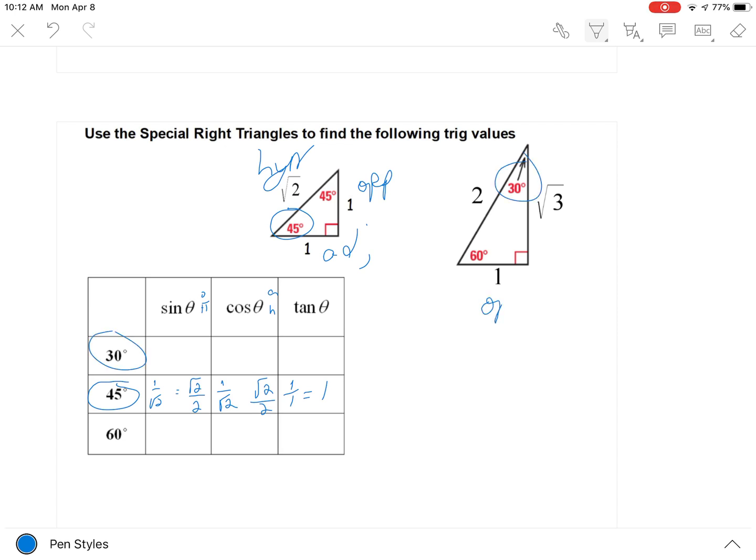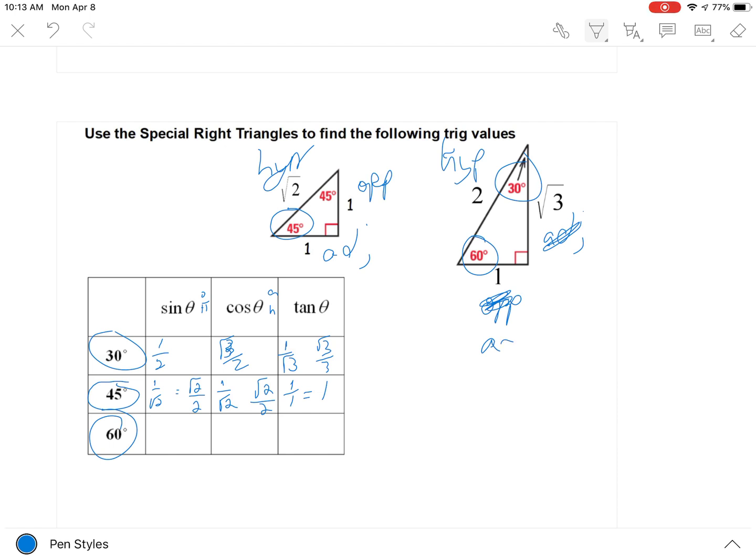So for 30, this is my opposite side, this is the adjacent, and this is my hypotenuse. So sine is opposite over hypotenuse, 1 over 2. Cosine is adjacent over hypotenuse, the square root of 3 over 2. And the tangent is going to be 1 over the square root of 3, or the square root of 3 over 3.